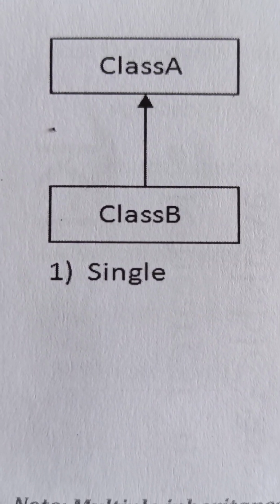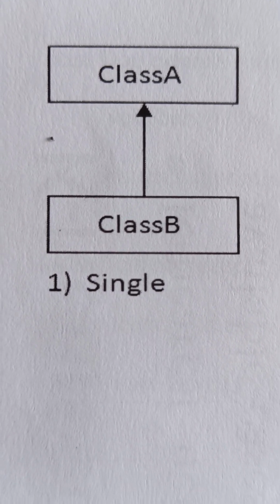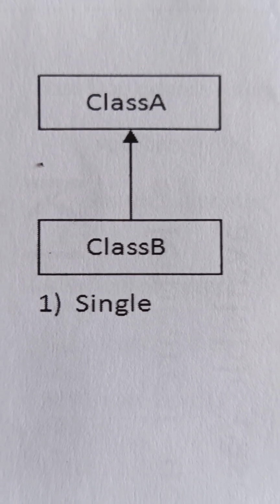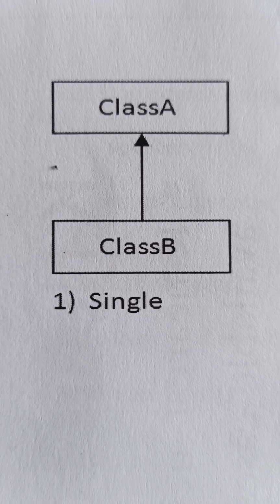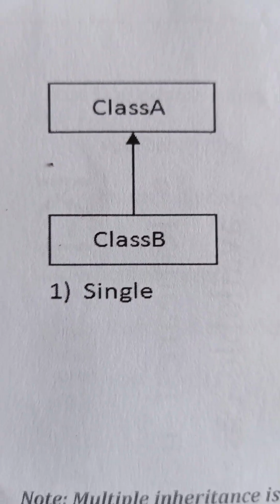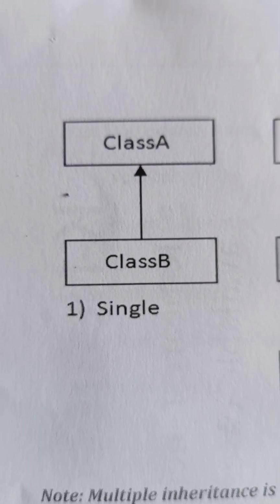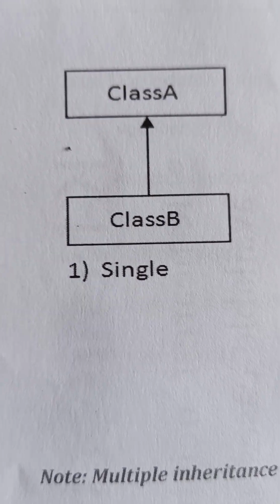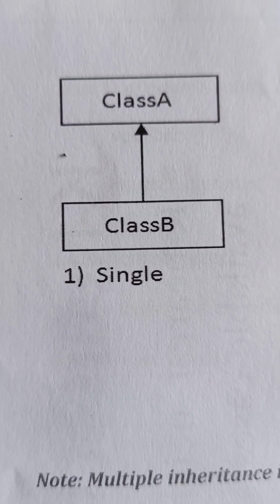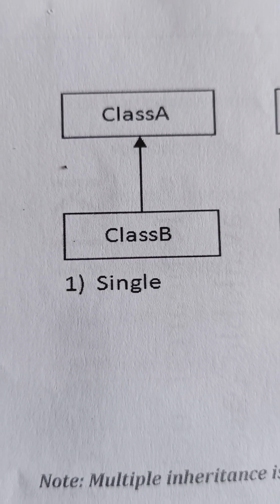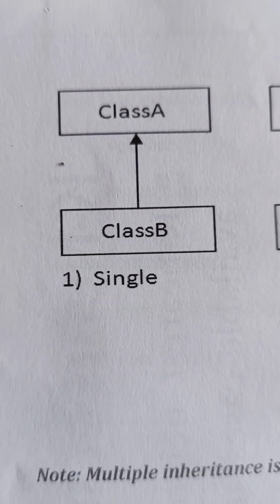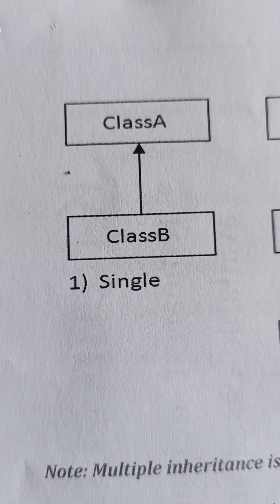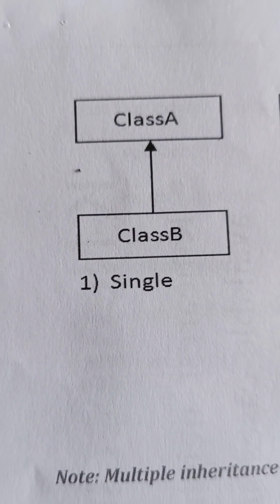In single inheritance we have two classes, one base class and one subclass. The subclass will inherit all the features of the base class. Class A is the parent class and class B is the child class. Class B inherits all the features of class A, and it also has its own properties. Properties are nothing but variables and methods. That is about single inheritance.